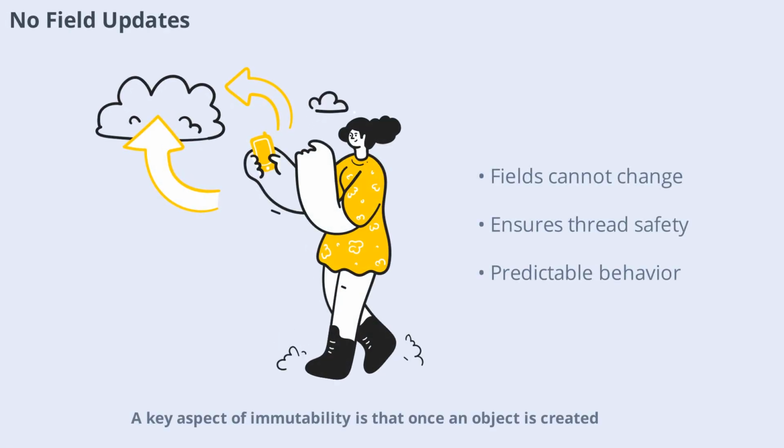A key aspect of immutability is that once an object is created, none of its fields can be updated. This means that any attempt to change the state of the object will fail, either by design or by throwing an exception. This property is crucial for ensuring thread safety and predictability in your code.